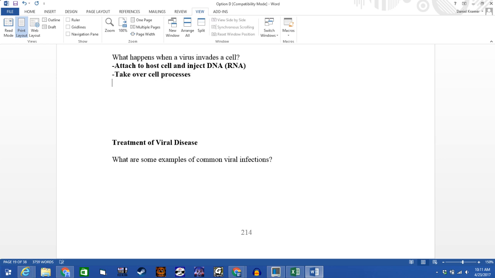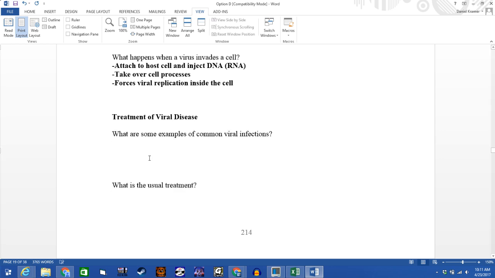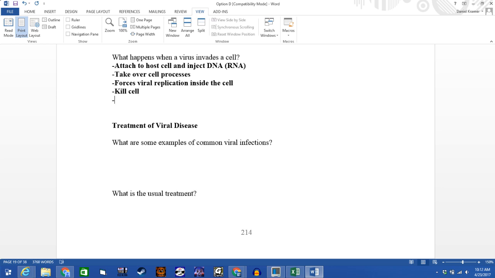The virus takes over cell processes. It then forces viral replication inside the cell. Next, it kills the cell at this point. And once it kills the cell, the cell bursts, which releases all of those replicated viruses, which then, of course, go ahead and do the same thing in other places.